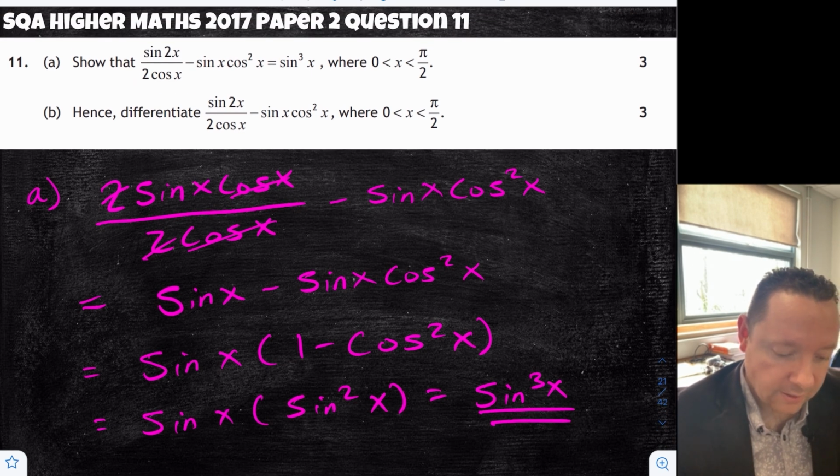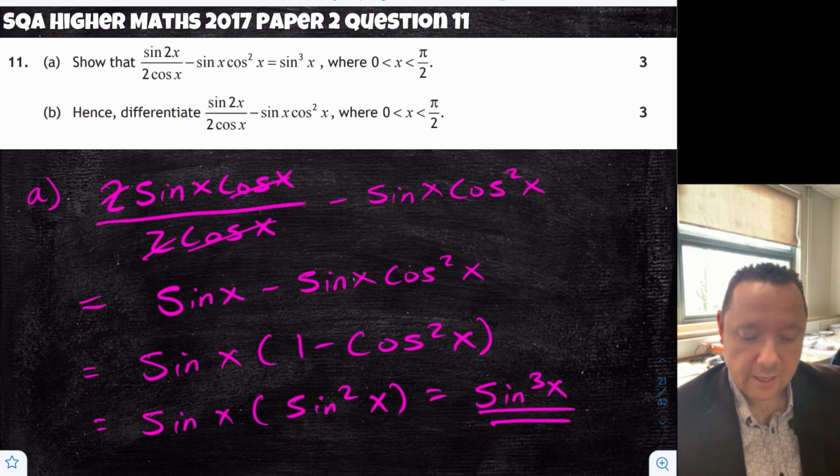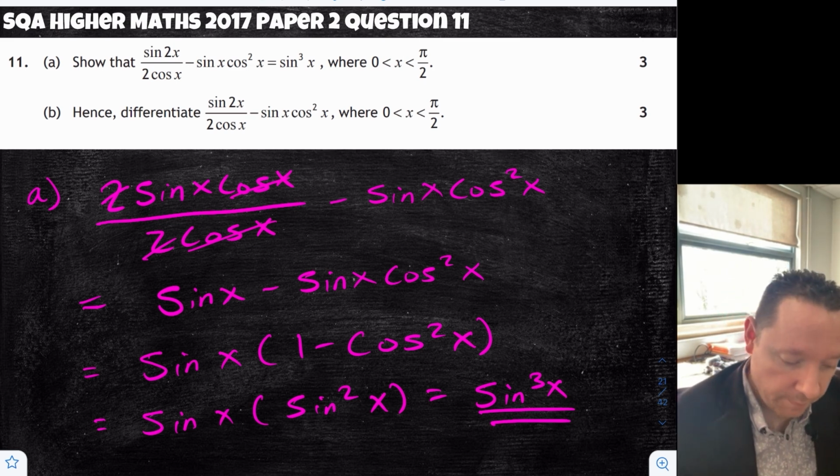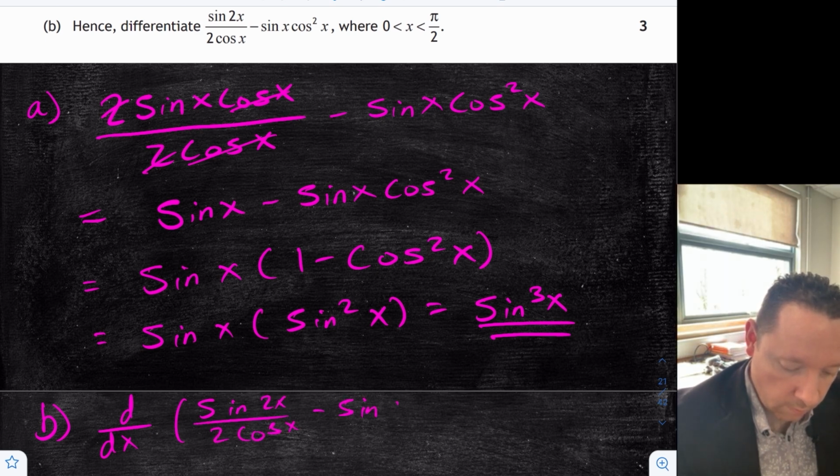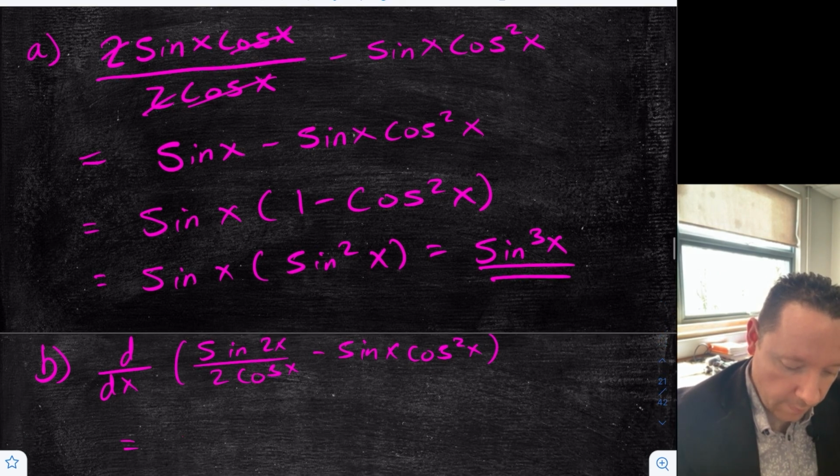Okay, part B, hence differentiate sine 2x over 2 cos x minus sine x cos squared x between 0 and pi over 2. So if we're going to differentiate that, we can just differentiate the right-hand side because it's equal to it. So for part B, d by dx of the left-hand side equals d by dx of what we just found out, sine cubed x.